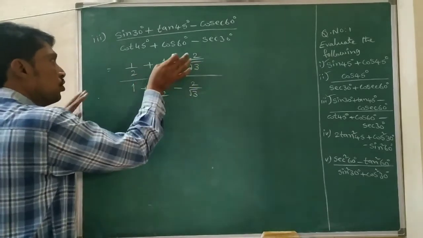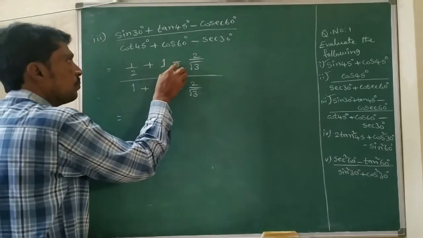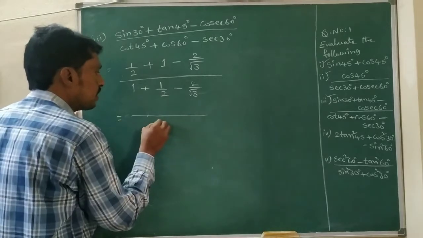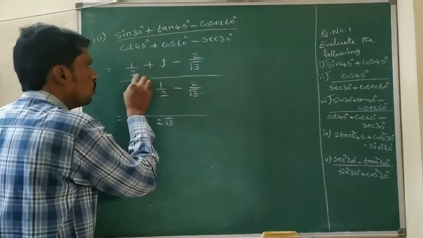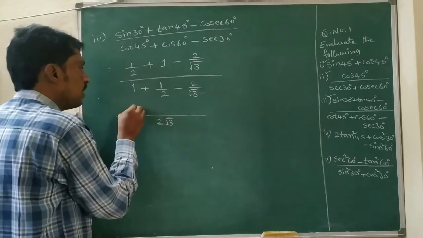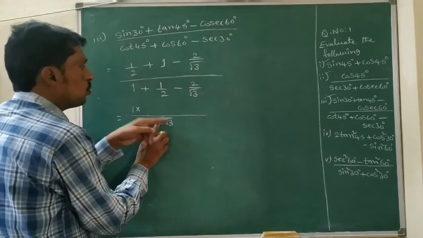Now here numerators only you can take, 1 by 2 plus 1 minus 2 by root 3. Here you can take the LCM. LCM we can get, 2 and root 3, 2 root 3 we are getting. So here numerator is 1 as it is into 2, and 2 cancel, means here remaining root 3.